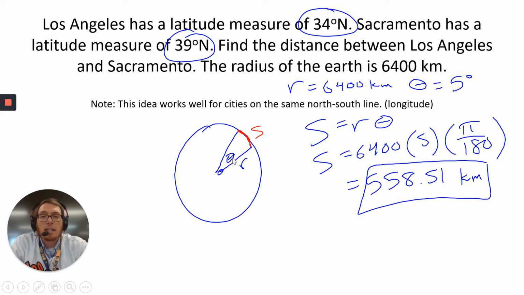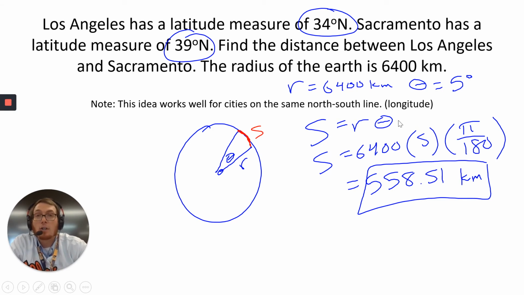Essentially what you have to do is find the angle between them. So the angle between would just be a simple subtraction, higher minus lower. So 39 minus 34, and that would be 5 degrees. Same issue as the last slide. You have to multiply by pi over 180, and they tell you the radius of the Earth is 6,400. And then multiply all that together, so the distance between the two cities is approximately 558 kilometers. And again, it's kilometers because the radius of the Earth was in kilometers.